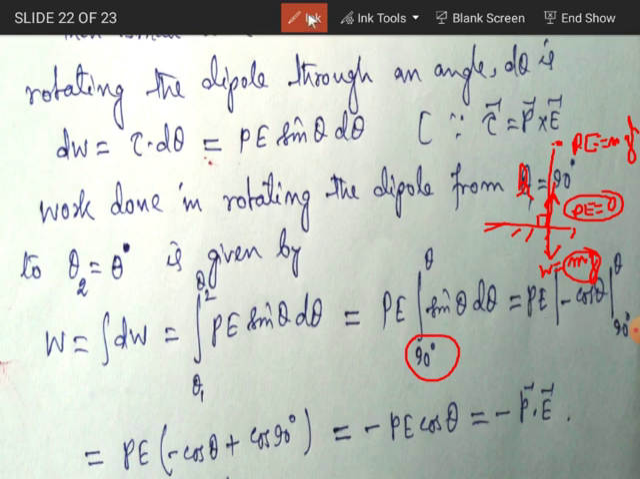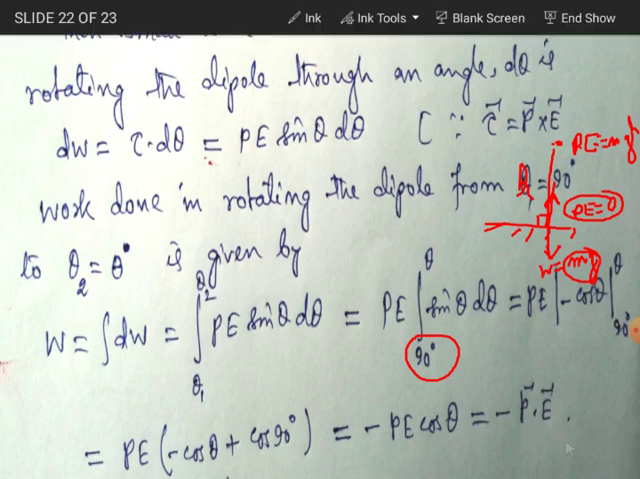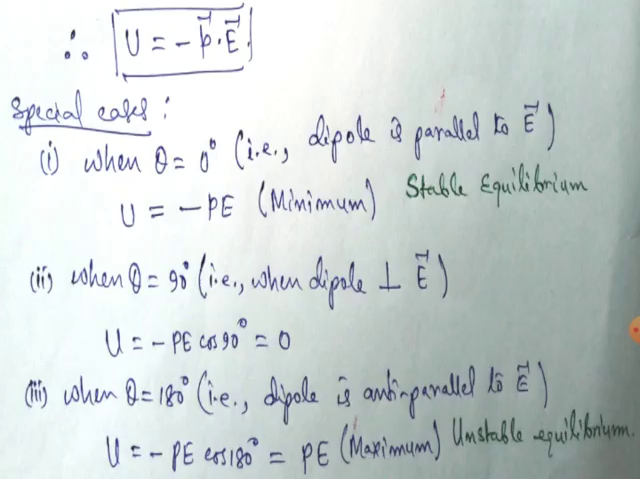So what happened? Your potential energy, this amount of work done, that means this one, will be stored in the form of potential energy, and your potential energy is denoted by U. So your U will be equal to minus P dot E. Got it? Don't forget this formula.